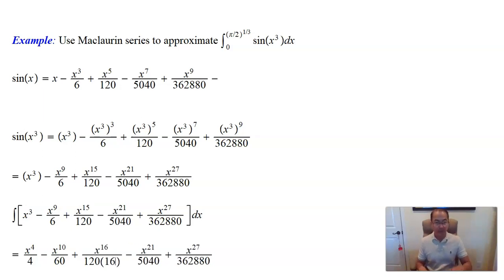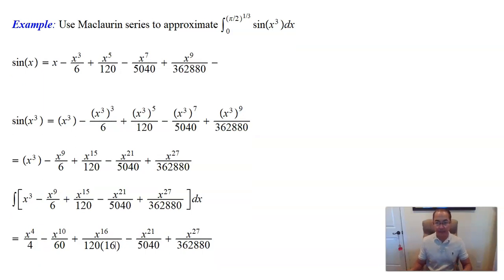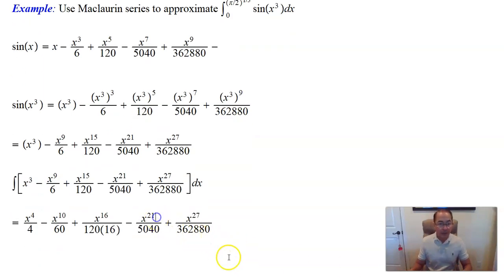So 120 times 60. We'll let Maple do the hard work for us. 21 becomes 22 over 40 times 22. And 27 becomes 28 over that number by 28. Okay, excellent. So these are the first 5 non-zero terms for the antiderivative of sine of x cubed.